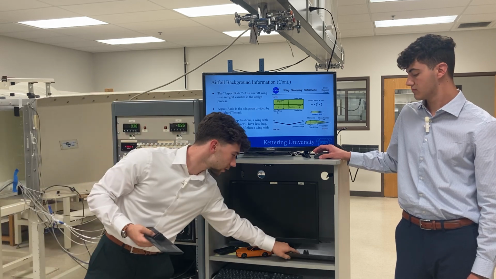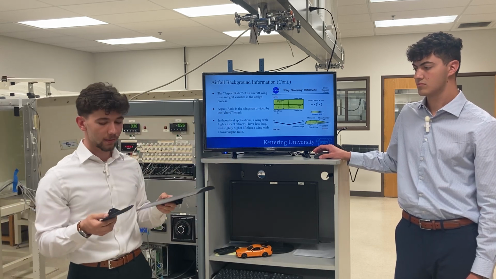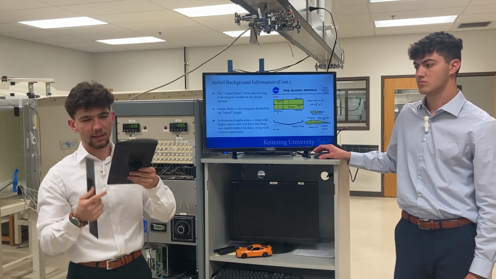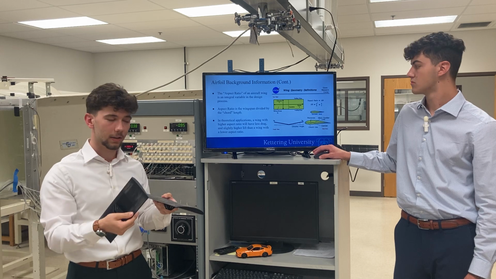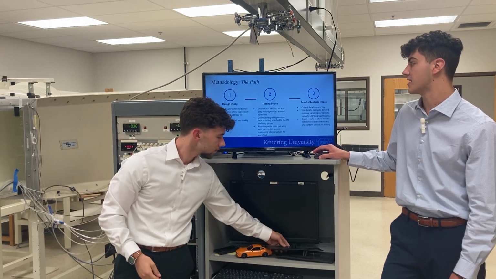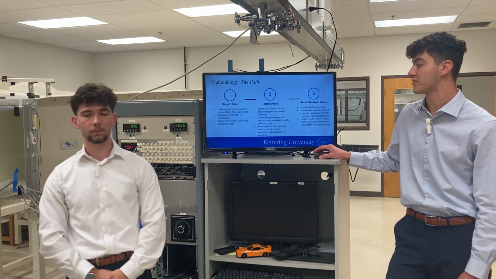So to show you, a high aspect ratio would be one like this, where it's narrower, skinnier, and longer. And then one like this, where it's a little bit fatter, is going to be a lower aspect ratio. Yep, so now that we understand the background of our experiment, it's time to get into our methodology, or our path that we followed.